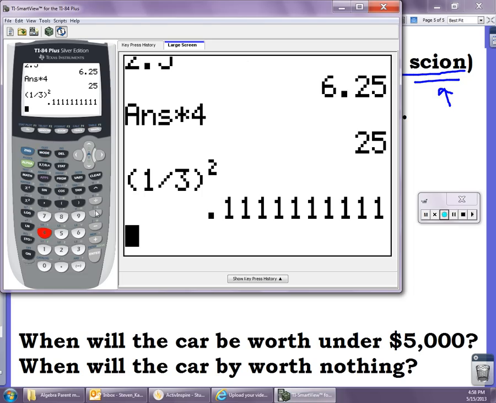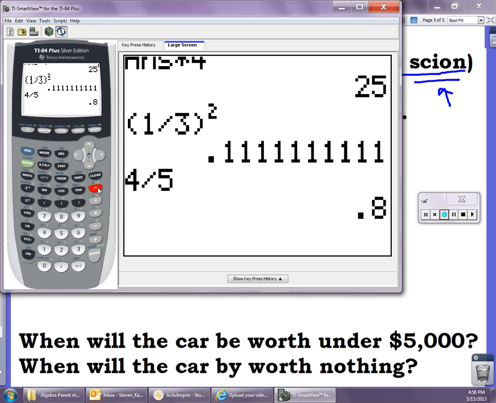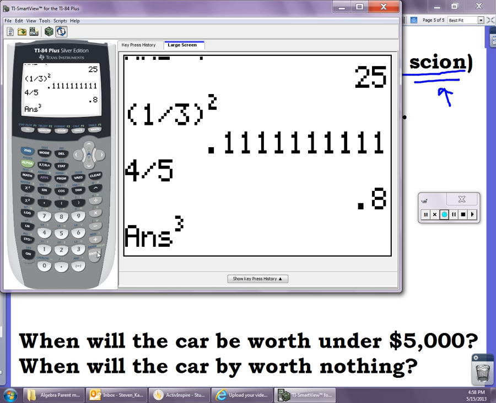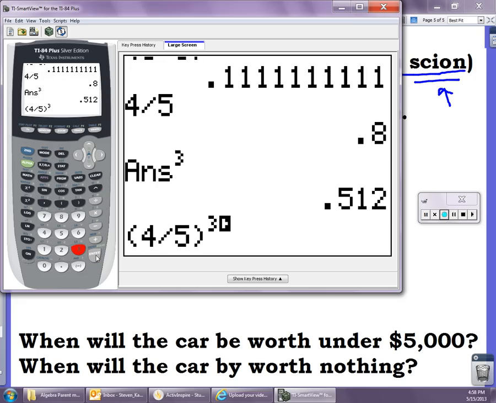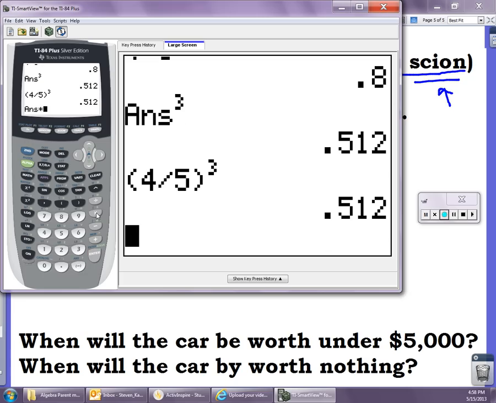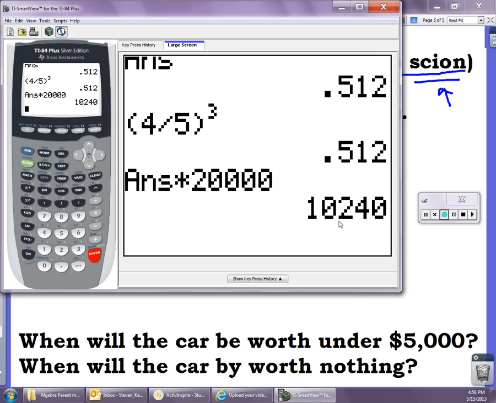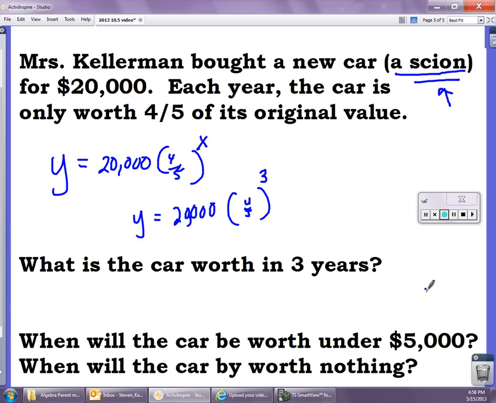4/5. Going to hit enter just to get that decimal. So to the third power. Or you could have also done this: 4 divided by 5, and then to the third power. Either way, you get the same answer. And then we're going to multiply that by the original cost of the car, because that's just following the equation. And you get 10,240. So in 3 years, the car is now worth $10,240.